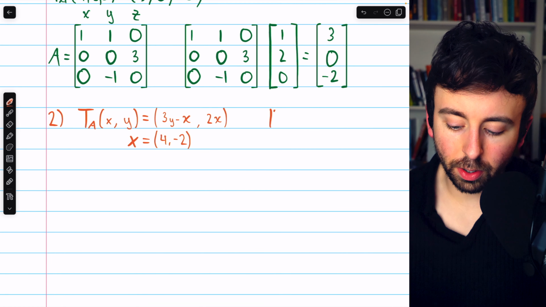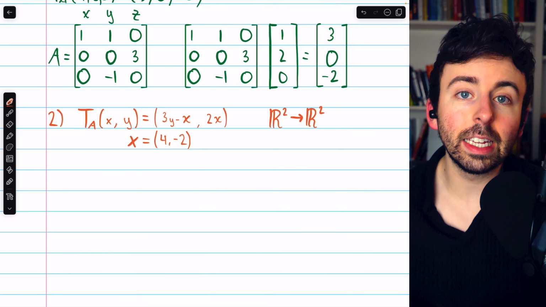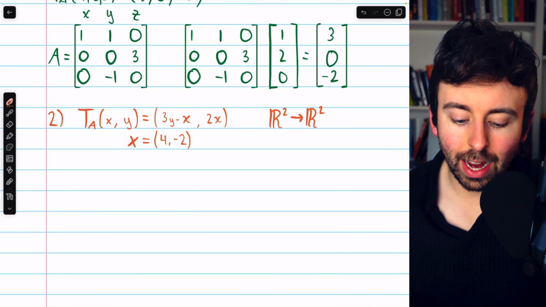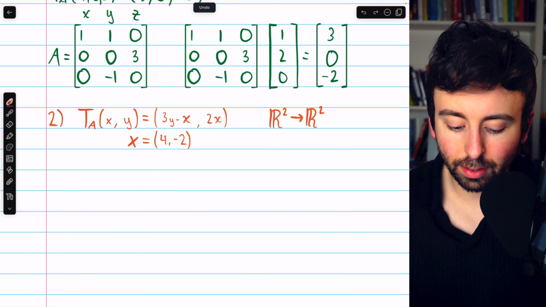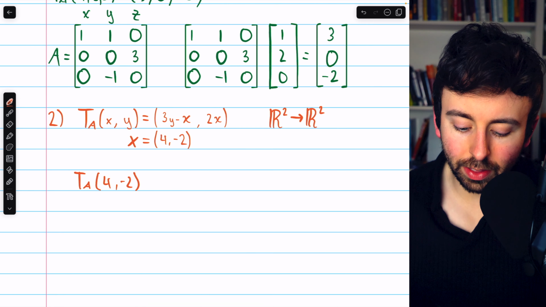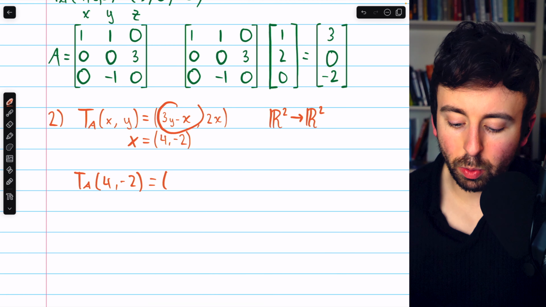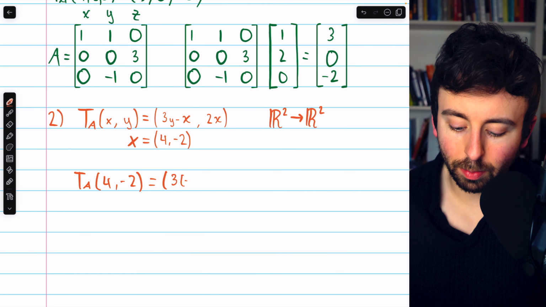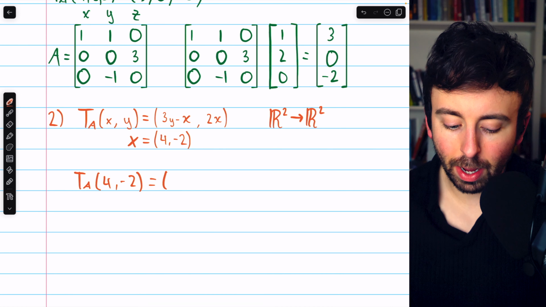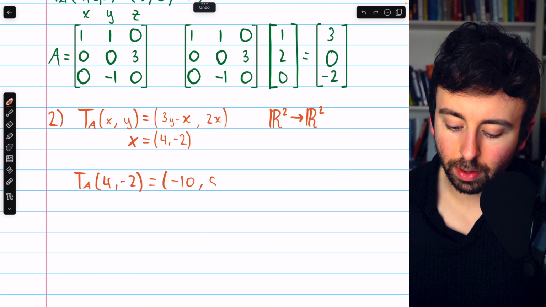Let's move on to number 2. This is a linear transformation from R squared to R squared. So since it's a linear transformation between real n spaces, it is also a matrix transformation. Let's go ahead and evaluate the image of this vector x. So we have T_A of the vector (4, -2), and the transformation tells us what this is going to get mapped into. First, we have 3y minus x, so 3 times negative 2 minus 4. 3 times negative 2 minus 4 is negative 6 minus 4, so negative 10. And then we have 2x, so that's going to be 2 times 4, so 8.